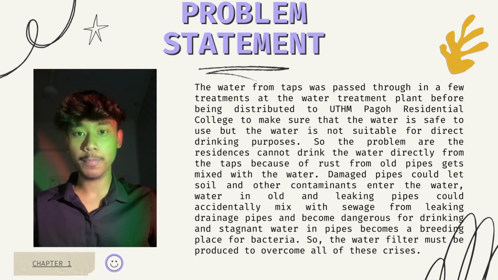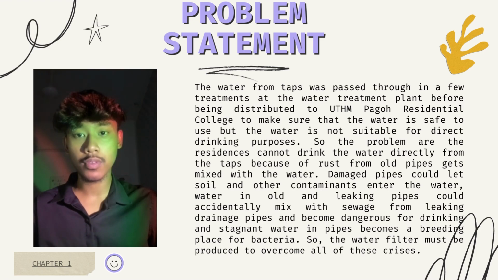Next, we go into the problem statement. The water from taps was passed through a few treatments at the water treatment plant before being distributed to UTHM Pago Residential College to make sure that the water is safe to use, but the water is not suitable for direct drinking purpose. So, the problem is the residents cannot drink the water directly from the taps because of rust from old pipes getting mixed with the water.